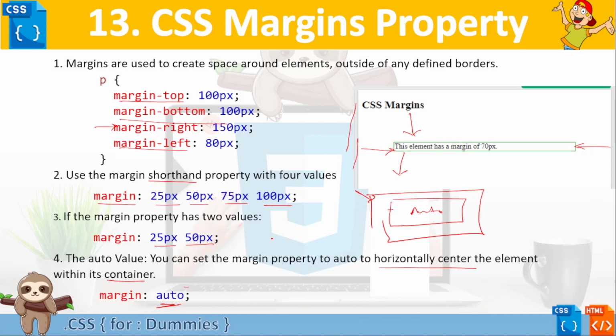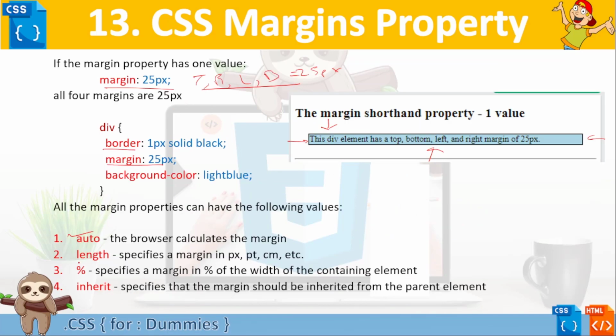So we need to have a container. If it is just a standalone like this one, you won't see the effect of auto. Then it basically specifies the length. The length is specified in terms of pixels, which we have specified here, 25 pixels. So it will count 25 pixels of this area.